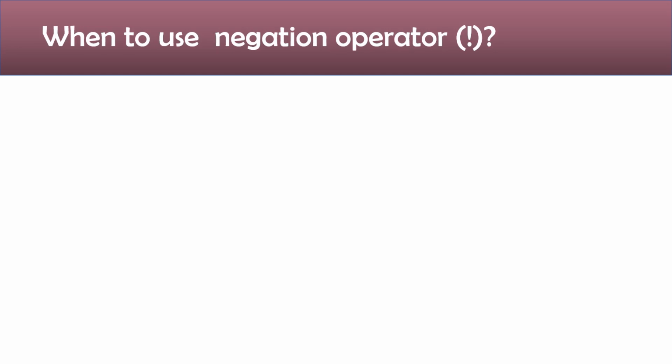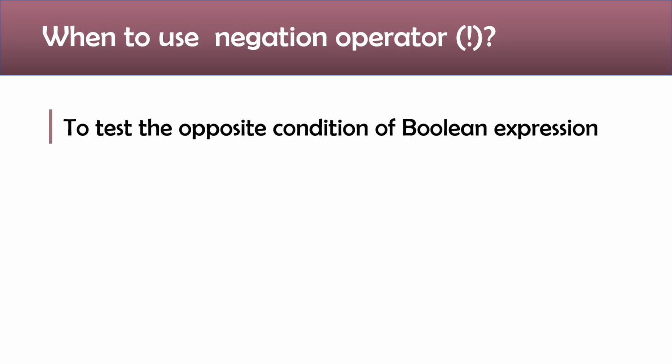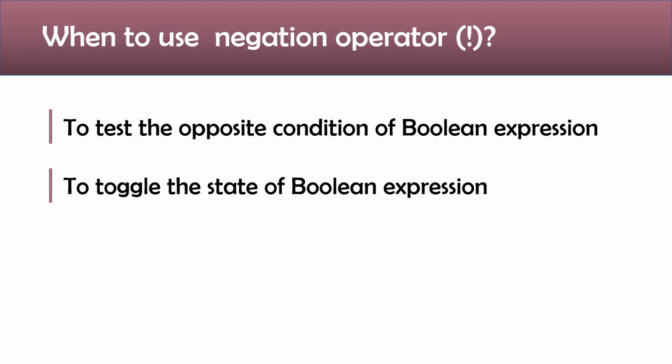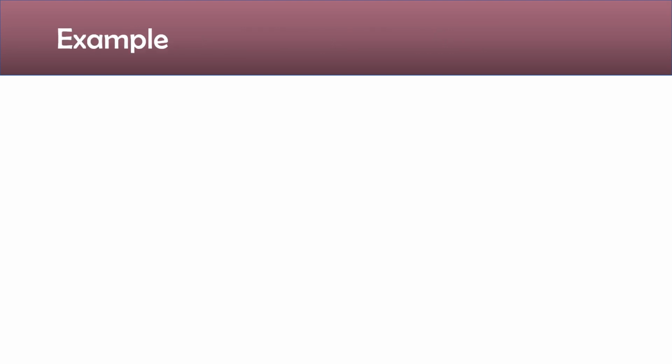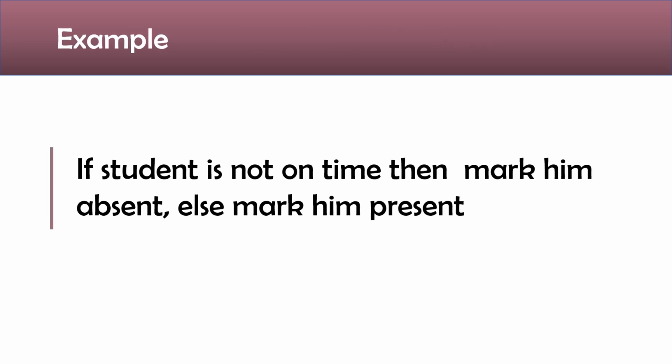Before jumping into the example, let's understand when to go for the logical negation operator. If you want to test the opposite condition of a Boolean expression, you can use this operator. Or if you want to toggle the state of a Boolean expression, even then you can use this operator. Here is an example. Let's say you want to deal with a situation: if the student is not on time, then mark him absent, else mark him present.